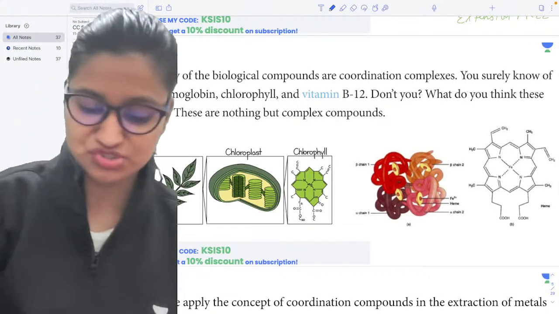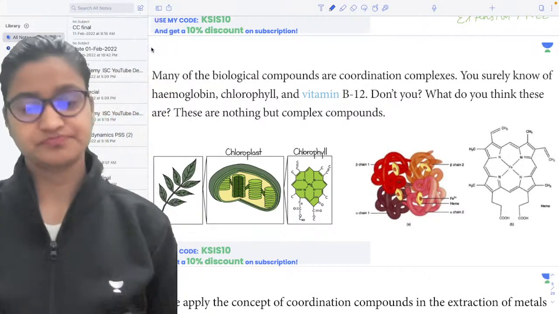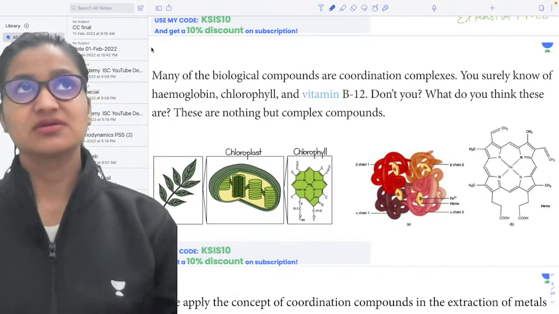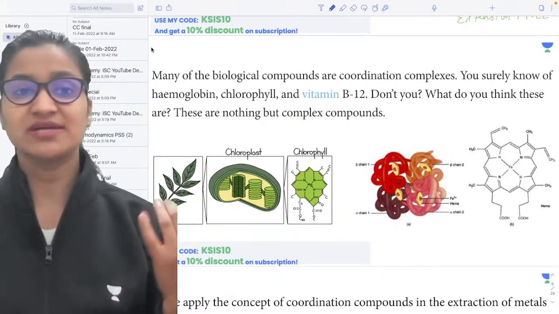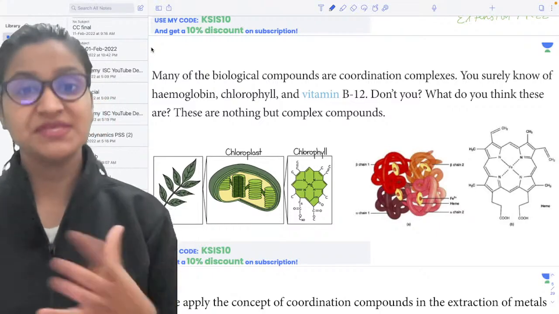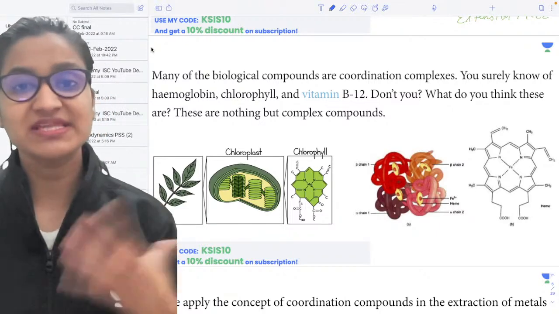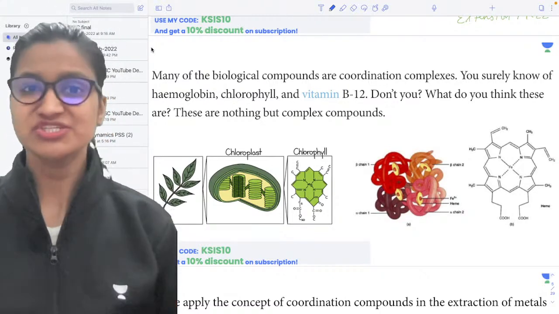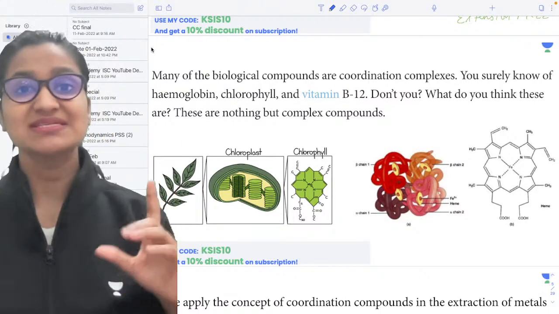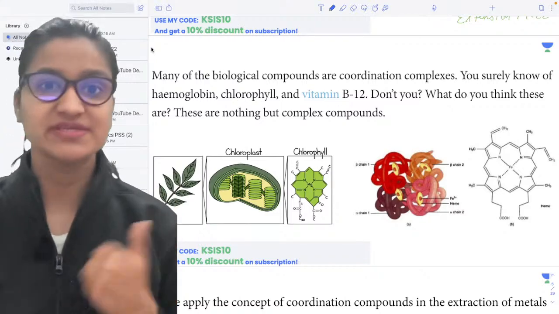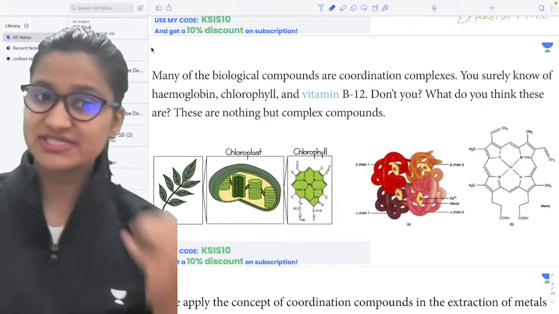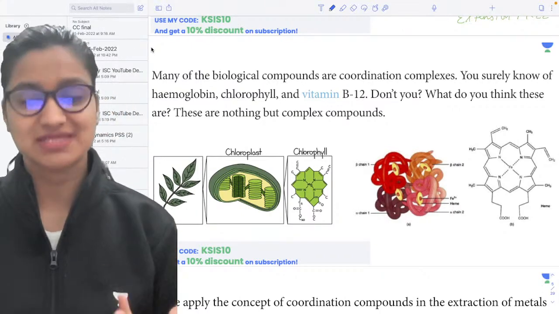By telling you this general stuff, I just want you to know that coordination compounds are present everywhere. Even in our body, there are many coordination compounds such as hemoglobin. Yes, you are right, which is present in our blood, right? It is also a complex compound.